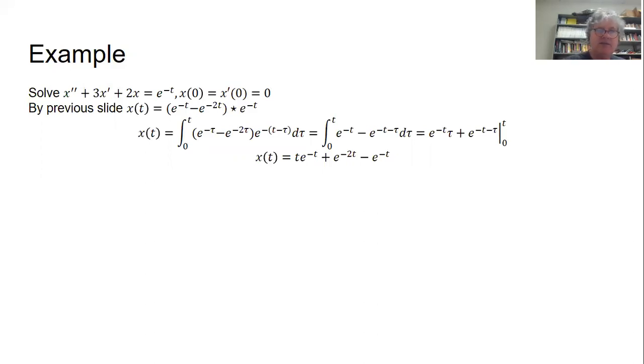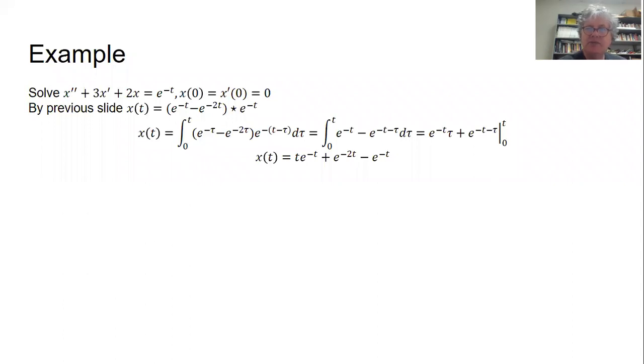We just plug it into the definition of convolution, and we just multiply out. So we get e to the minus t minus e to the minus t minus tau. We then integrate with respect to tau. So e to the minus t is a constant with respect to tau, so we get e to the minus t times tau. And we've got e to the minus t minus tau. We integrate that, we get negative e to the minus t minus tau. So negative times a negative is positive, so we get that. We do it between t and 0.